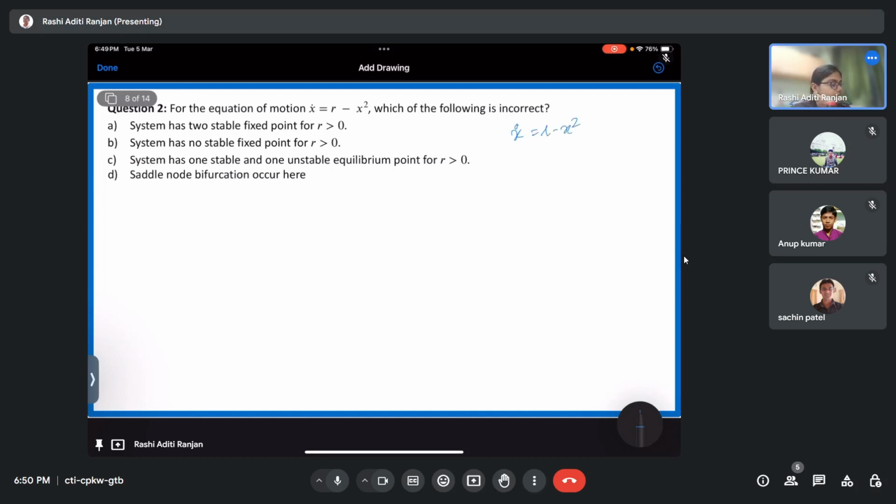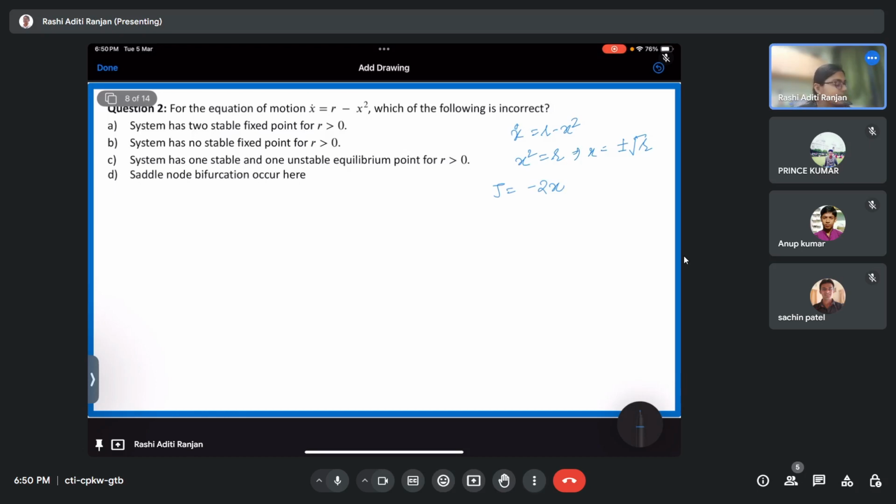Okay. So my fixed points are going to be what? Okay. So for r greater than 0 only, I'm going to have the fixed points. For r less than 0, I'm not going to have any fixed points. So coming on to the option, I have system has two stable fixed points for r. Okay, we'll just check the stability also. Okay, so the Jacobian will be equal to minus 2x. Okay, so I'm going to have this plus minus under root of r.